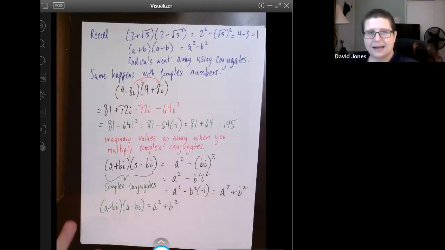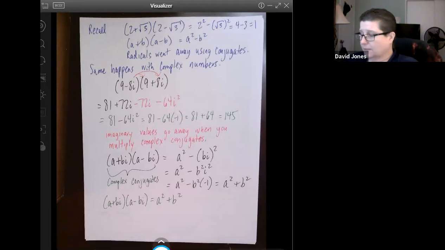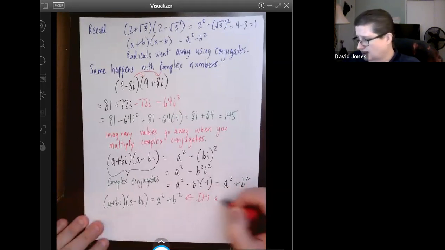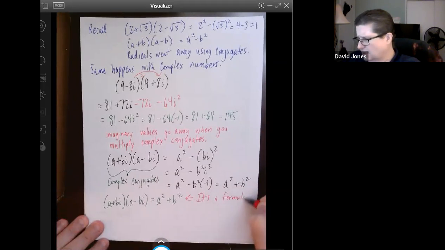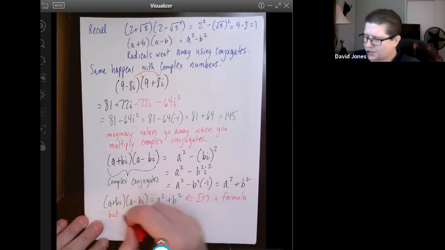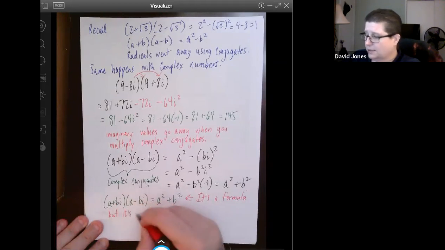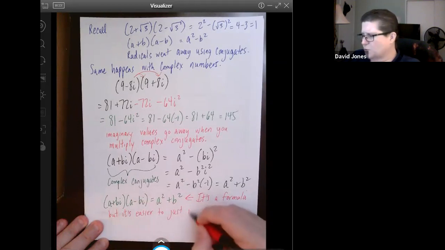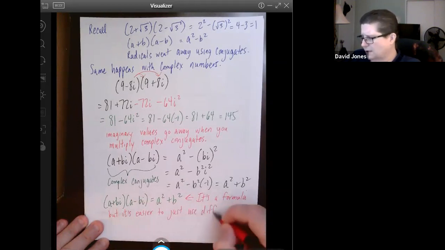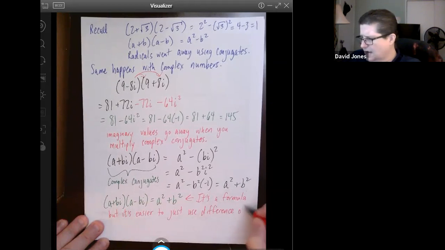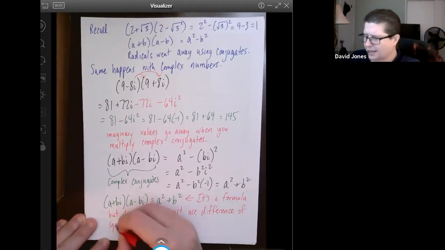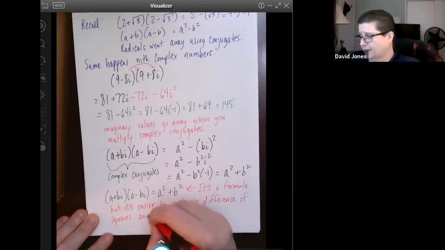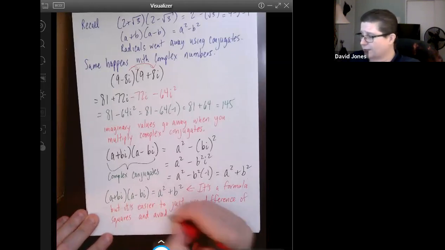I think it's not that helpful. This is a formula, but it's easier to just stick with the difference of squares, and not confuse yourself with similar formulas.